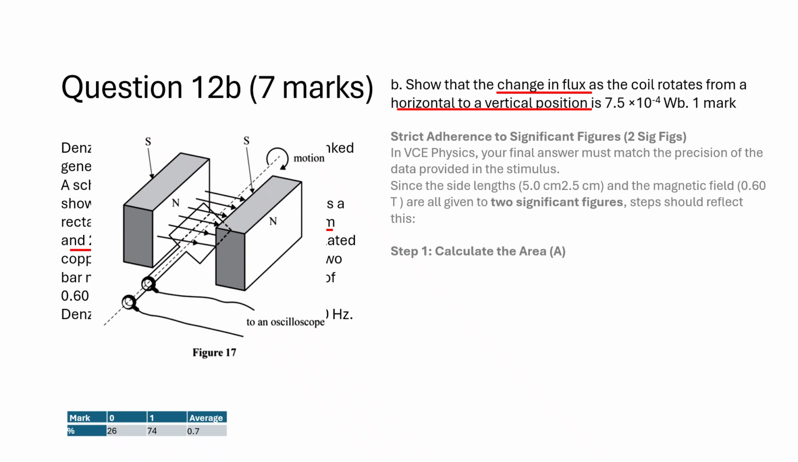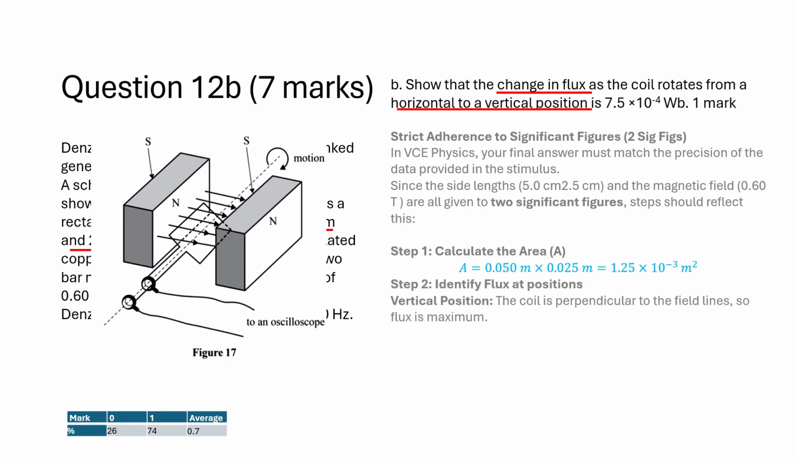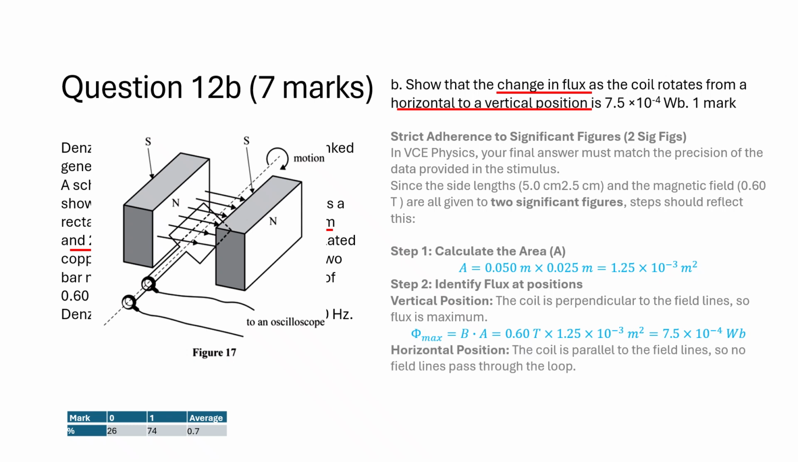Step 1. Calculate the area, A. Step 2. Identify flux at positions. Vertical position. The coil is perpendicular to the field lines, so flux is maximum. Horizontal position. The coil is parallel to the field lines, so no field lines pass through the loop. Step 3. Calculate the change.